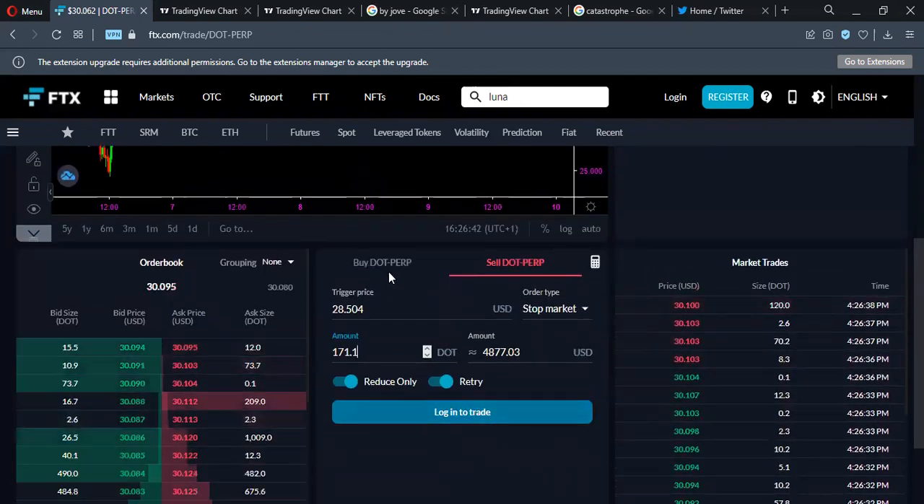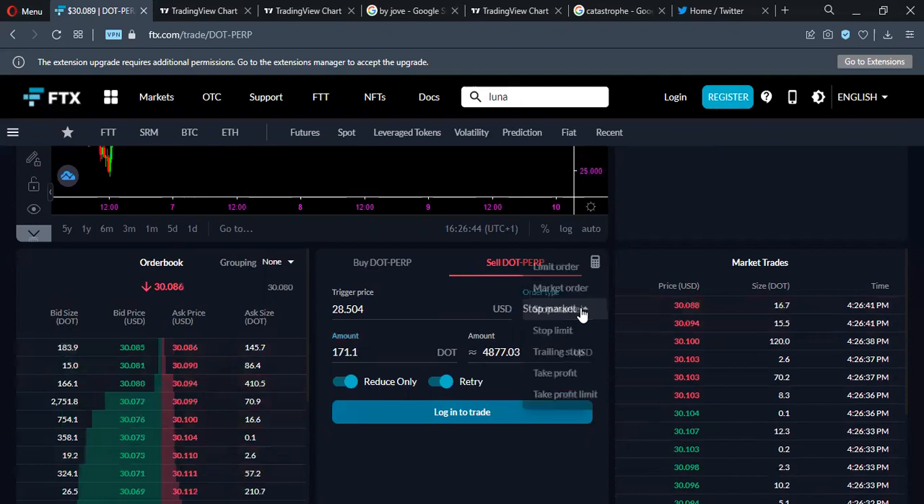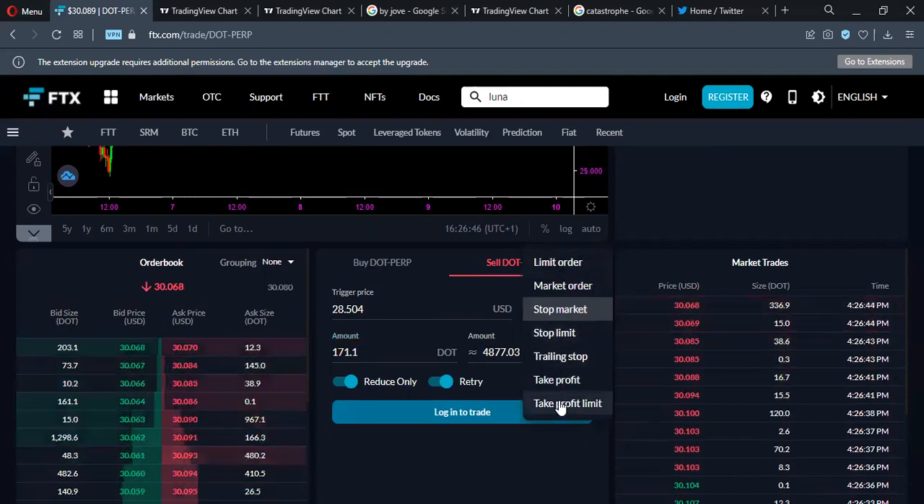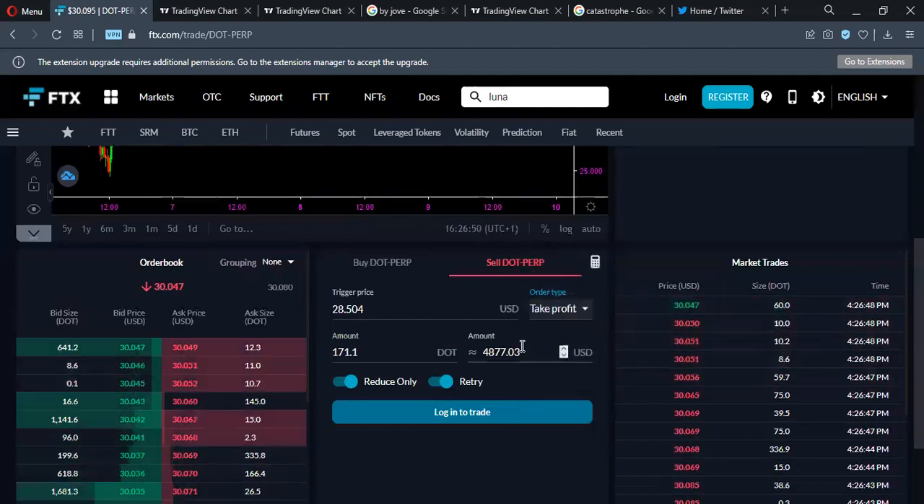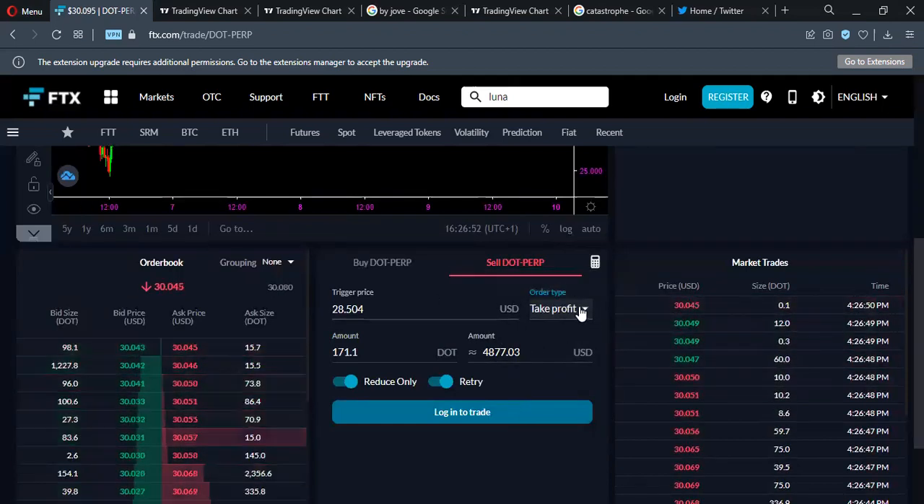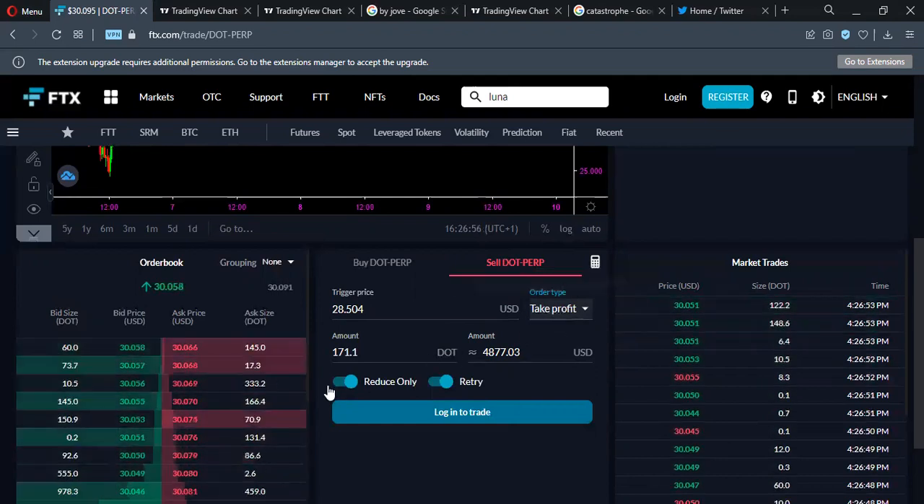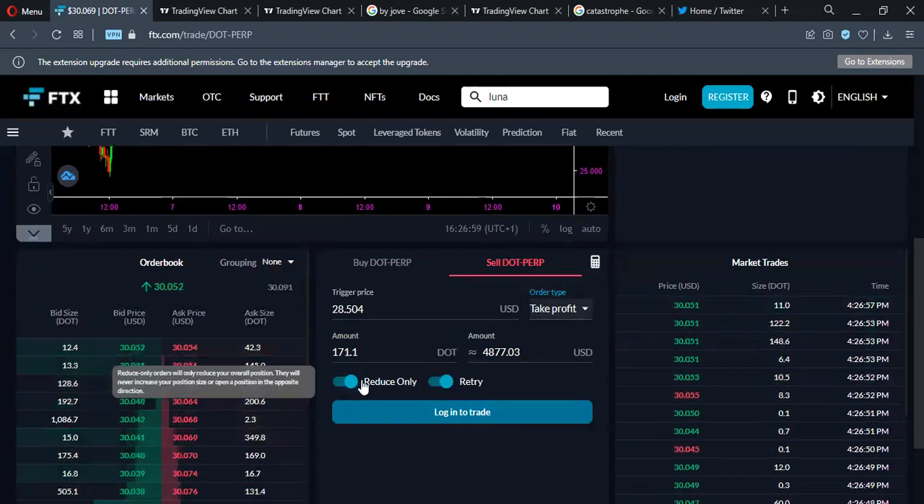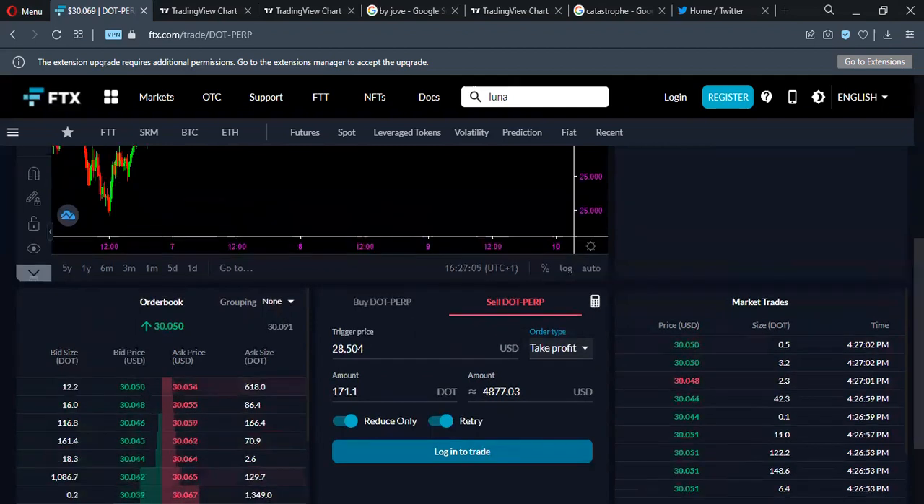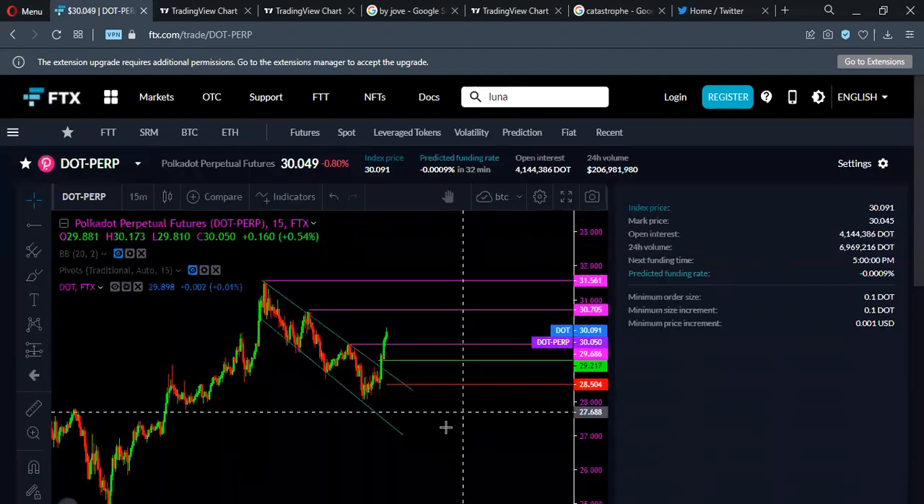Another way of taking partial profit is that if you don't want to use the limit order, you decide to use your take profit. It's also the same thing. Limit order and take profit do the same function. But always make sure that at every point you are clicking on this reduce only. That's what makes the difference. If you do not click on reduce only, once you get to that place, it will open another position for you. All right, guys.